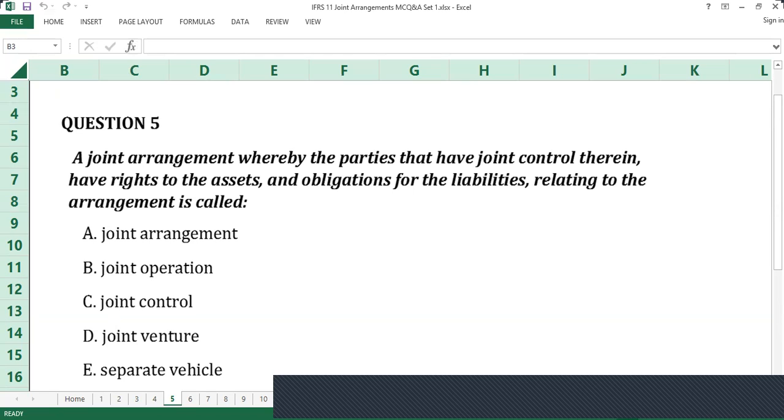Ten seconds gone. Twenty seconds gone. Time up. The answer to question number 5 is B, joint operation. The statement of the question is the meaning of joint operation under IFRS 11. B is the answer to question number 5.